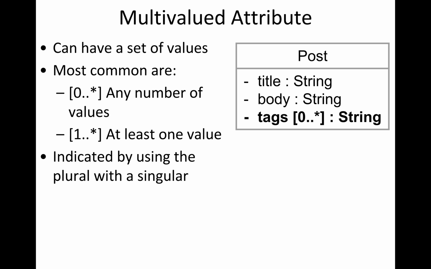Multivalued attributes. So some languages allow us to represent multiple values for a particular variable, either as a list or an array or a set, so we could represent it in UML using square brackets and say how many of these instances could there be? 0 or more, or at least 1.